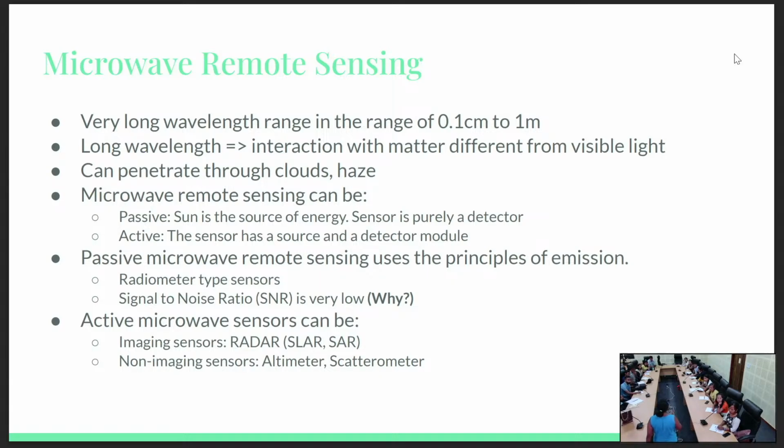Okay. So this is a non-imaging sensor because it just sends at one point, then when the satellite moves again or whatever, it sends again and then again and again. So we will be getting at multiple locations the distance to every single point. So this is called an altimeter. Now we will talk about scatterometers a little bit later.